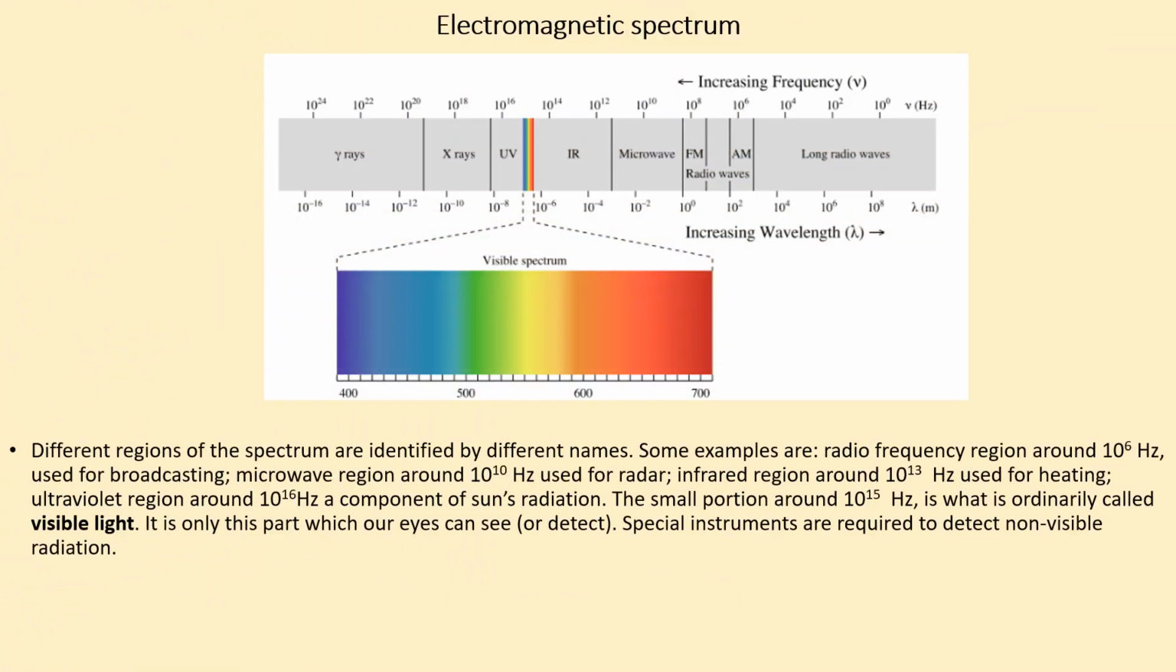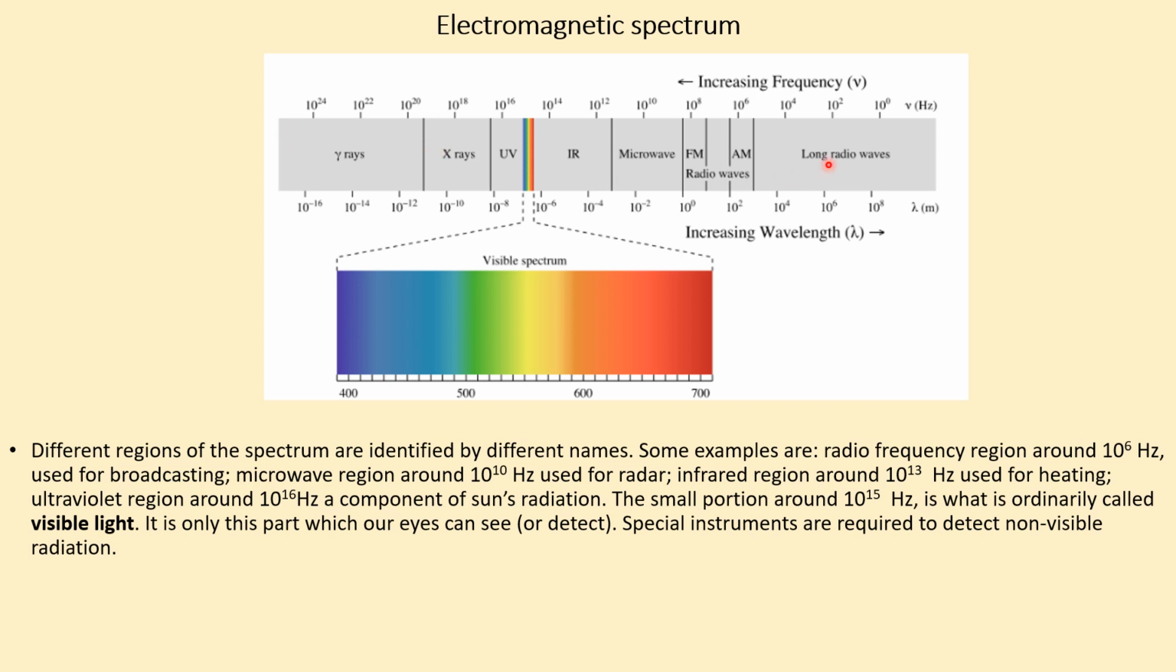Electromagnetic spectrum. Different regions of the spectrum are identified by different names, like long radio waves, AM, FM, microwave, infrared, ultraviolet, X-rays and gamma rays, and their frequencies are shown on the screen in the diagram. The frequency starts from almost 10 to the power of 0 Hertz on the right side, and extends up to 10 to the power of 24 Hertz and beyond.